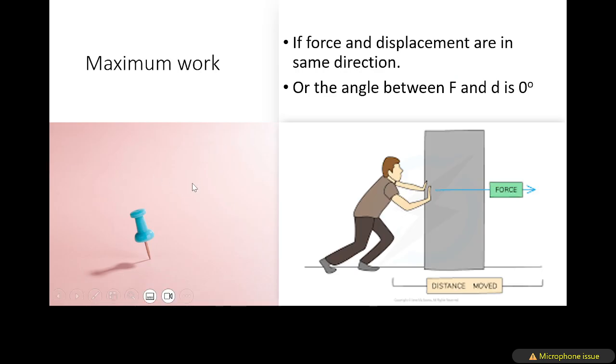Let's see how many types of work we can have. The first is maximum work. Which work is most effective? Which direction you apply the force will be the most effective? If you apply the force in the direction of the motion, or we can say that the angle is 0 degree between force and displacement, or the same direction for force and displacement, then we call this the case of maximum work.